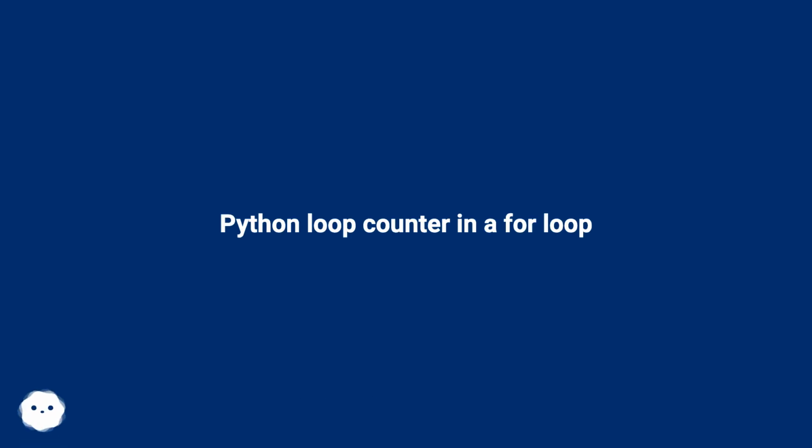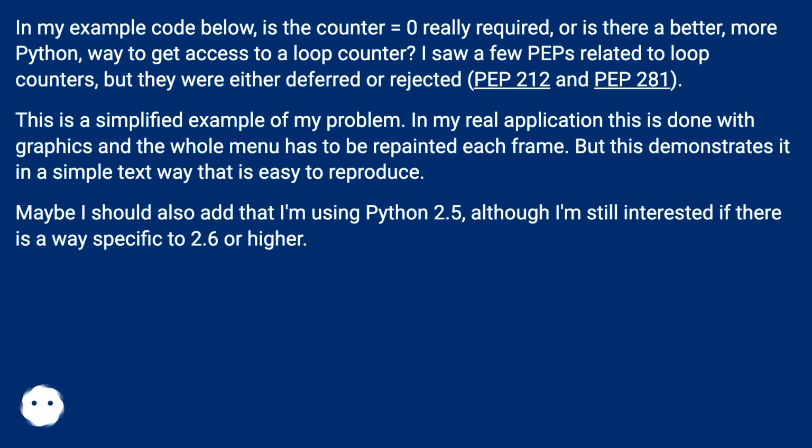Python loop counter in a for loop. In my example code below, is the counter equals 0 really required, or is there a better, more Python, way to get access to a loop counter?